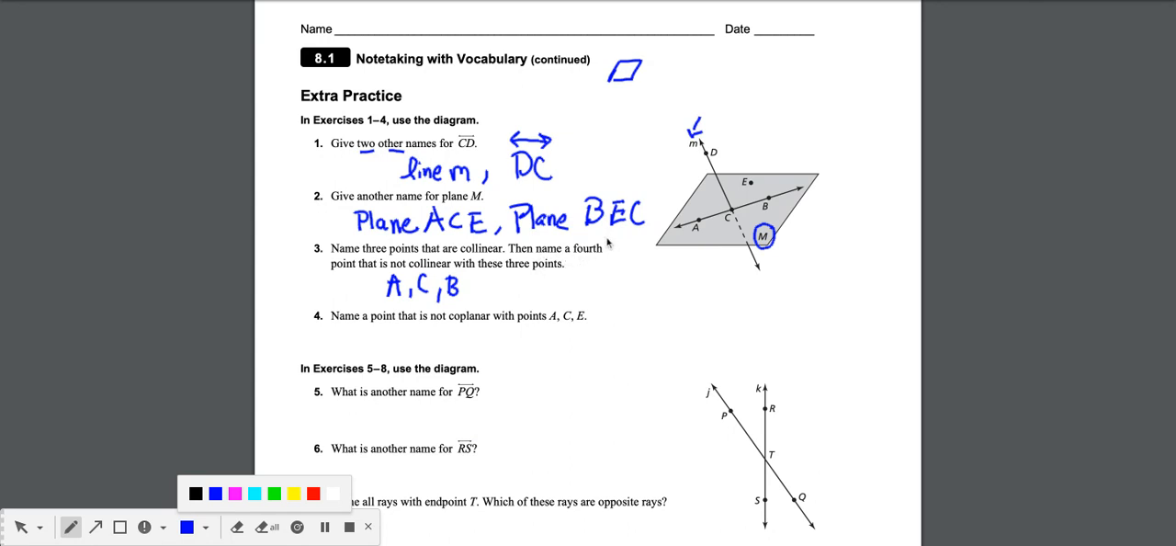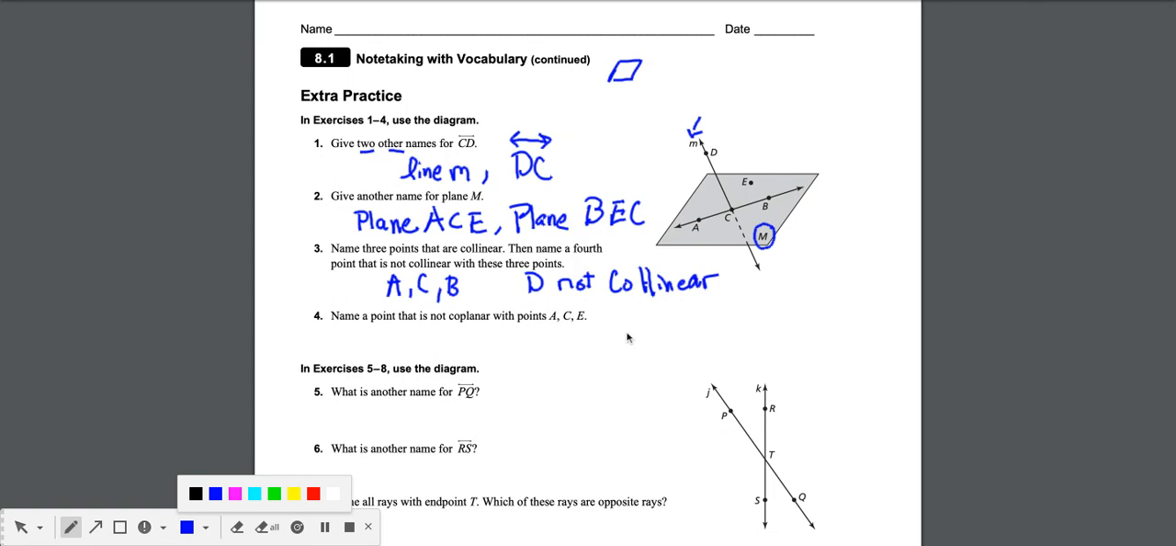And then name a 4th point that is not collinear with these 3 points. So it's these 3 right here. Which one is not collinear? And so we would have to pick, you could either pick D or you could pick E as not collinear, not on the same line. And so they're not on the same line, either E or D. You could pick D is not collinear.